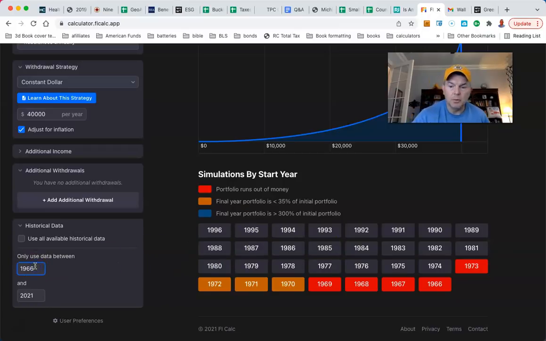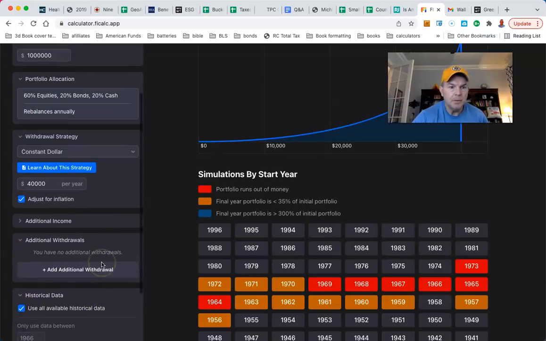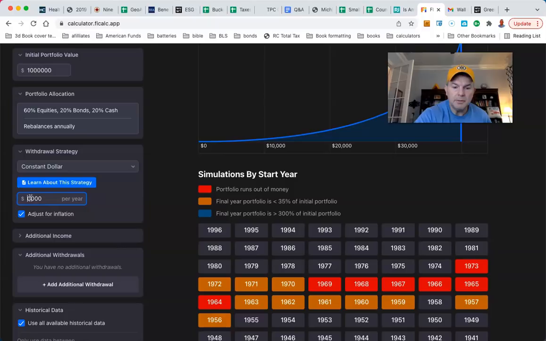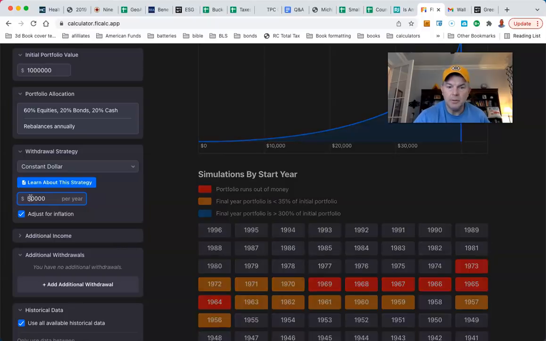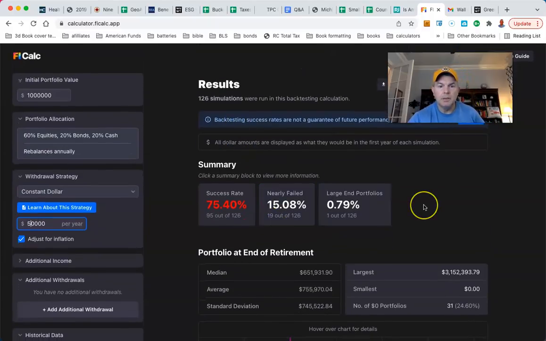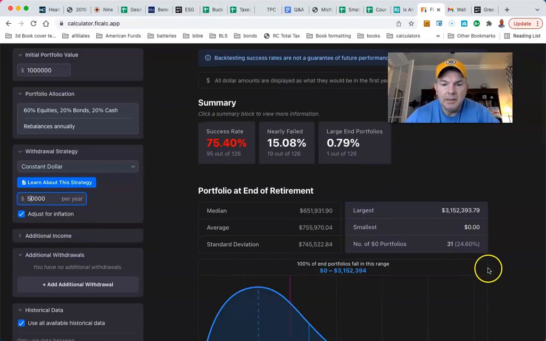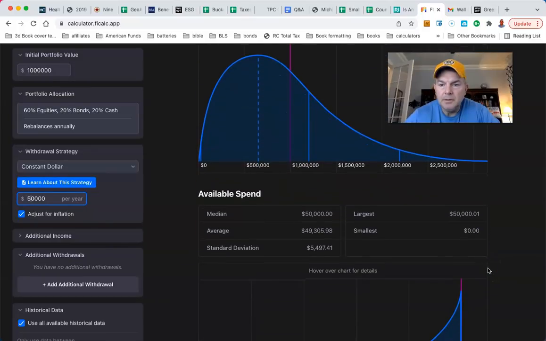If we go back to historical, 1920s. Well, I guess you can go to 18. Yeah, use all historical data. And we're going to do 5% a year adjusted for inflation. Constant dollar. Yeah, there we go. And 75% of the time you had money. 15% of the time you nearly failed. That's what I love about it. It's saying, look, 75% you had money, 15% of the time you nearly failed. So that's 90% of the time you had money. I mean, I'll take that. Hell yeah, I'll take that.